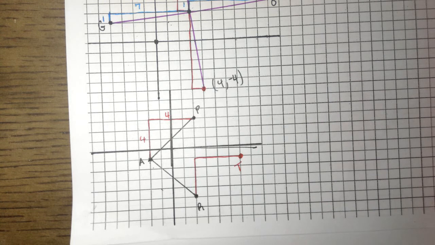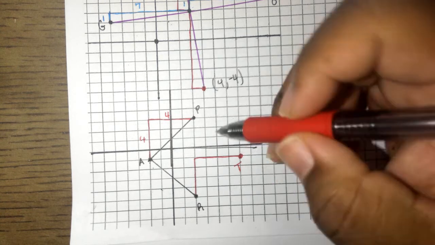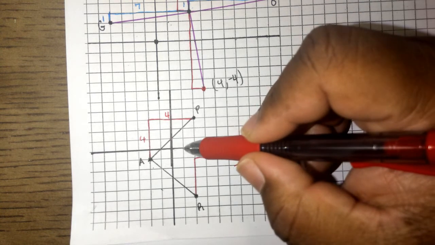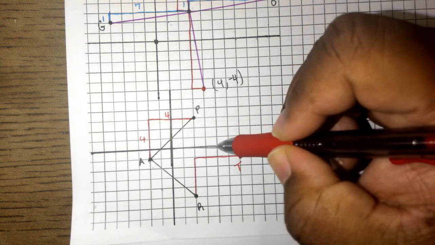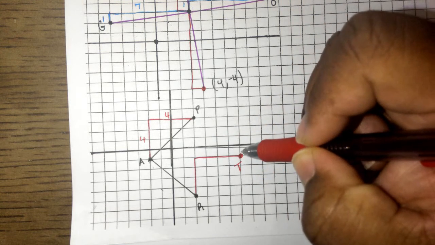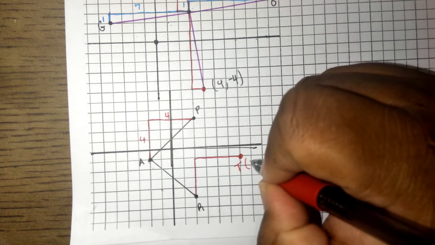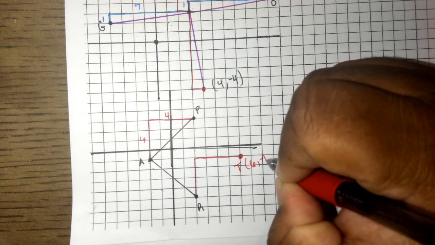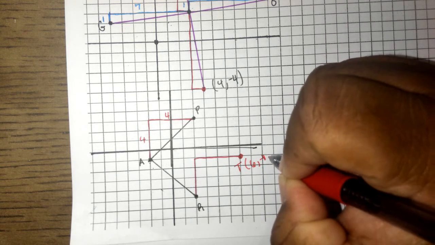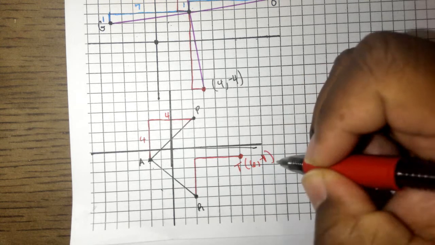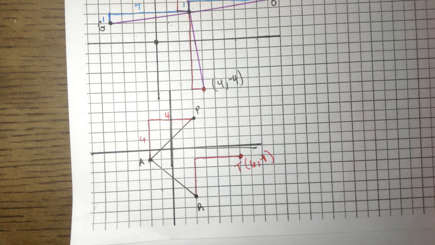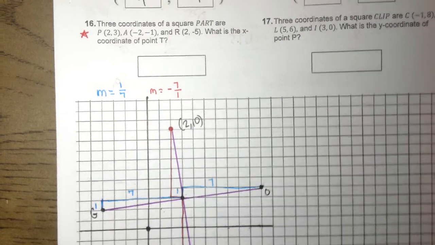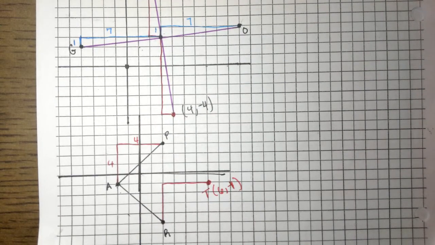And I just need to tell where that point is. That point is at 1, 2, 3, 4, 5, 6, down 1, so 6, negative 1. And then all they want for this one, if you look up in the question, they just want the x coordinate. The x coordinate for T is 6.